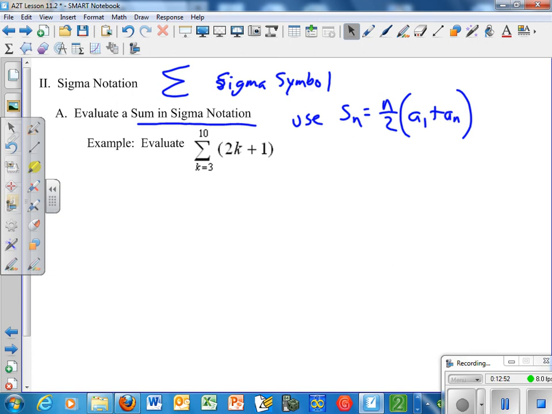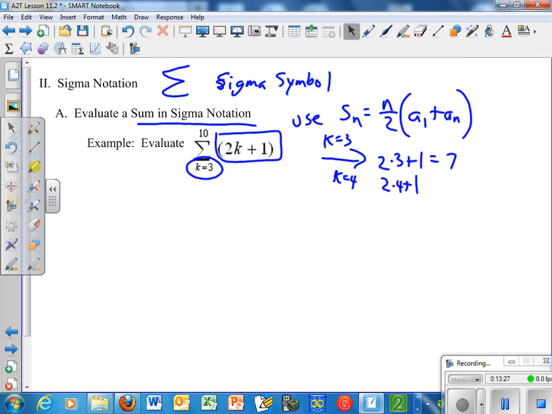Now, what this really means in sigma notation, the longhand way, and I'm not going to go through this whole thing, but you see how there's an expression right here, and this means start at the bottom number. So I would sub 3 in for k, and that would yield 2 times 3 plus 1. Well, that'd be 6 plus 1, which is 7. That would be when k is 3. Now, what the sigma symbol means is then you'd put in 4, and you'd have 2 times 4 plus 1, which is 8 plus 1, which is 9. Okay, then you'd put in 5, and you'd keep going.